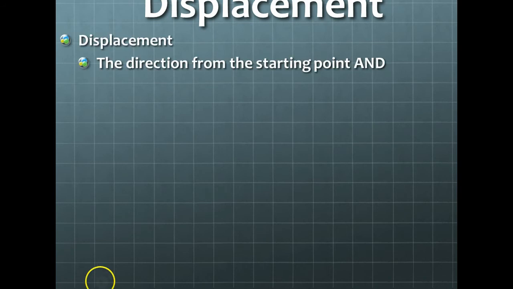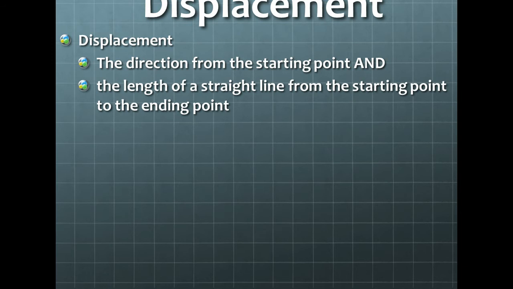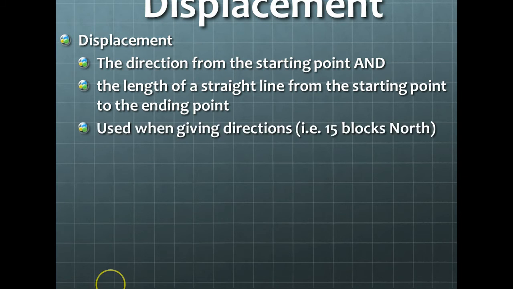Okay, so now let's talk about our displacement. So that is going to be the direction from the starting point and the length of a straight line from that starting point to the end point. And in that video, they called the starting point the origin. We use this when we're giving directions. We might say, go 15 blocks north. So that's the direction. And then 15 blocks is how far.